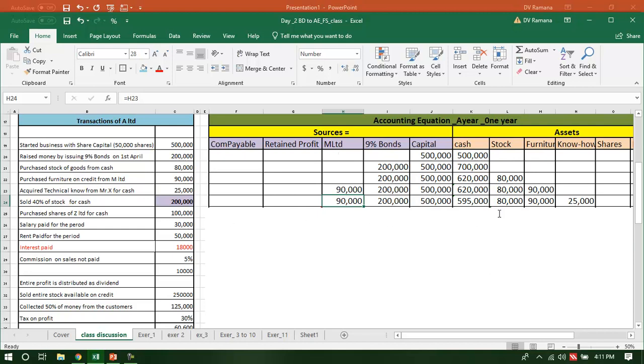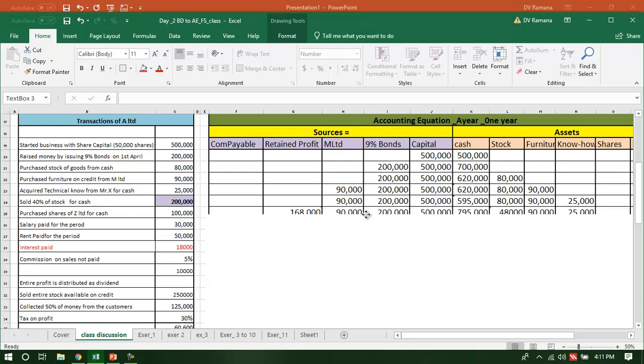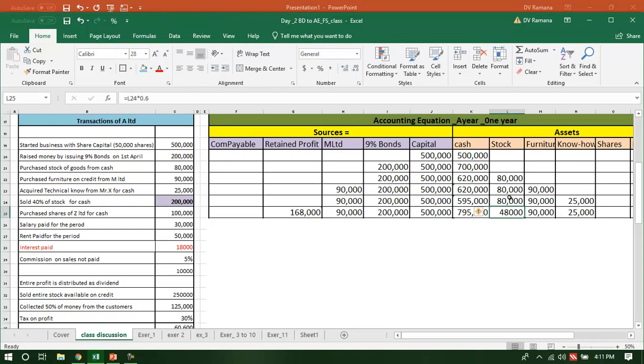Now 40% of the stock, so 80,000 stock is there, 40% of the stock is sold for 200,000 and it is a cash transaction. Therefore the stock will reduce to the extent of 40%. So stock will become 80,000 minus 32,000, which is 40% of 80,000, and cash will increase by 200,000. No change in furniture, no change in know-how, no change in the capital, bonds, or M Limited.